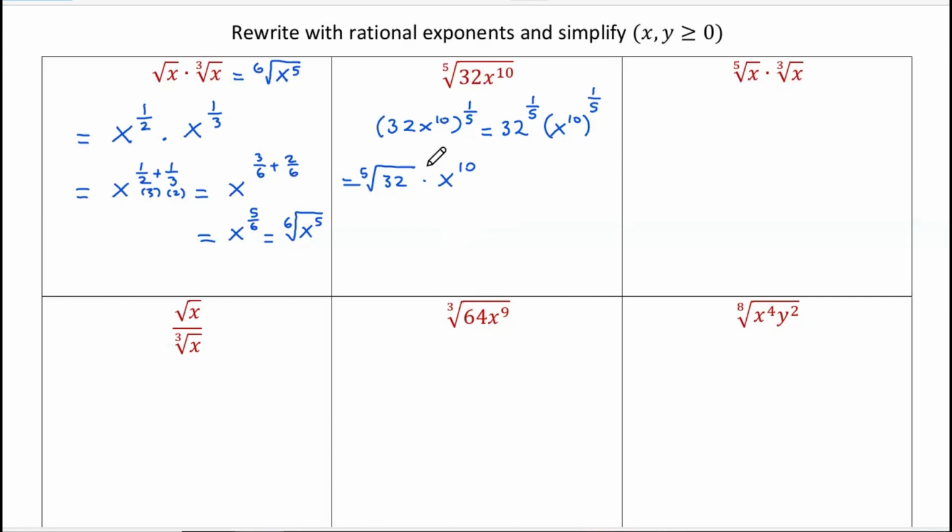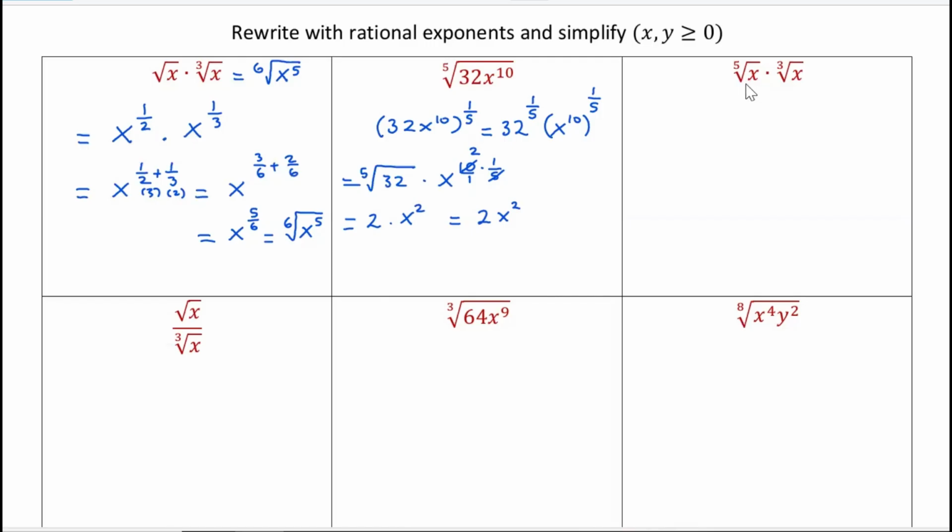And the next expression can be written as x to the power 10 times 1/5 using the power rule. The 5th root of 32 is 2. 10 times 1/5 will simplify to x squared. So the answer will simply be 2x squared.